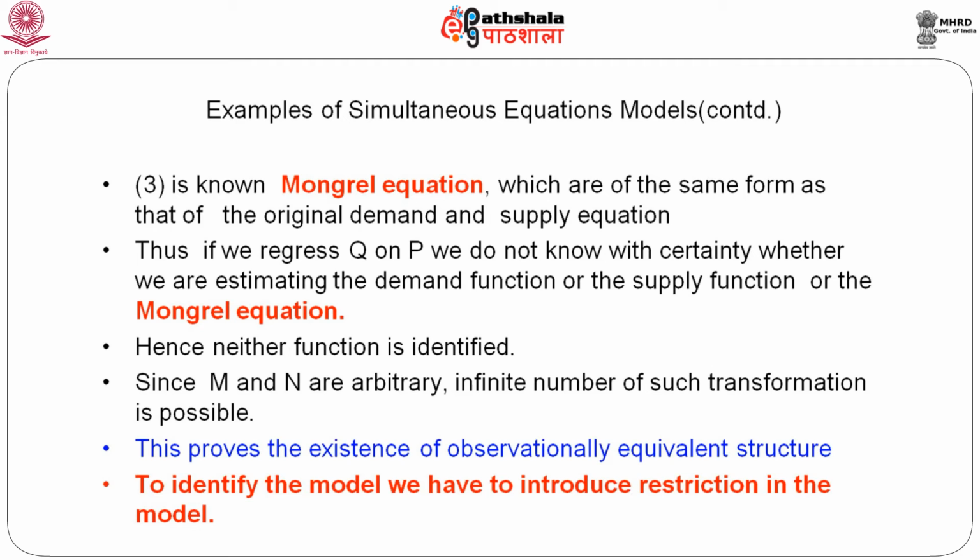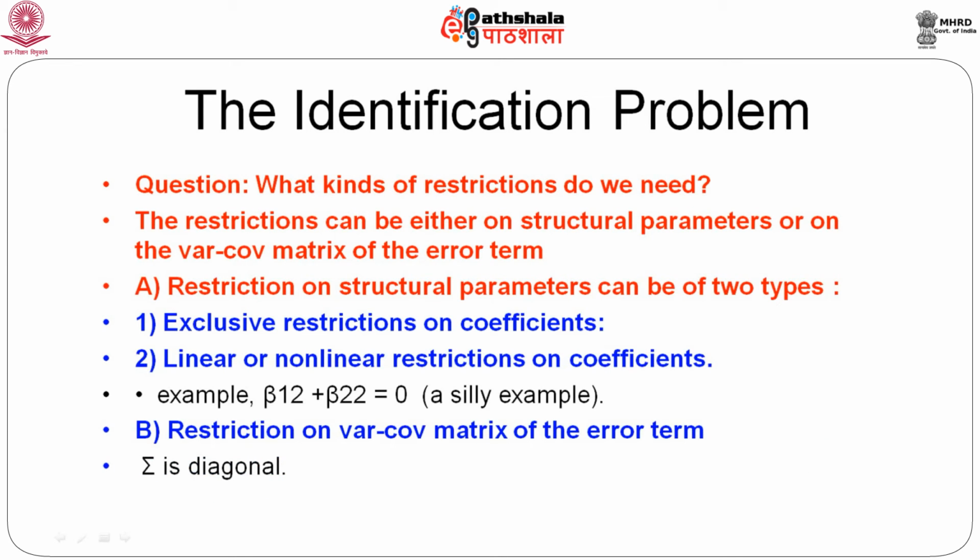Now, since m and n are arbitrary, an infinite number of such transformations is possible, and this proves the existence of observationally equivalent structures. That is, with the same set of data on Q and P, you can construct an infinite number of possible hypotheses, because you are not putting any restriction on the value of either m or n, and hence you have an infinite number of such linear transformations. That basically implies that in order to identify the model, you have to introduce restrictions into the model.